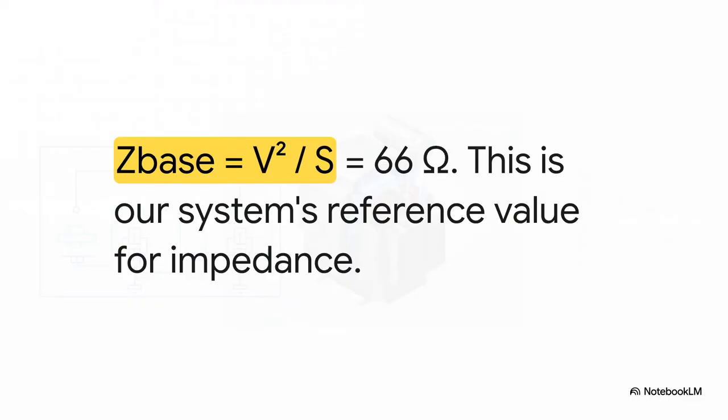All right, step 1. Calculating our base impedance, or Zbase. And don't let the word impedance scare you. It's really just a technical term for the total opposition to current flow in an AC circuit. So by running this calculation, voltage squared divided by power, we get a baseline reference value for our system, 66 ohms.